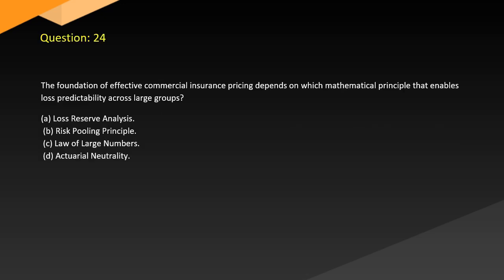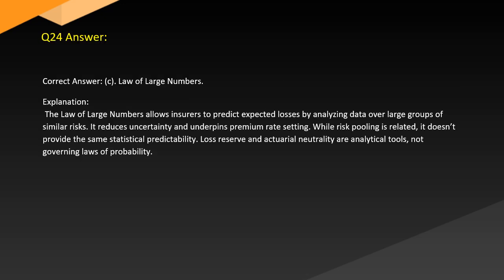Question 24. The foundation of effective commercial insurance pricing depends on which mathematical principle that enables loss predictability across large groups? A. Loss reserve analysis. B. Risk pooling principle. C. Law of large numbers. D. Actuarial neutrality. Answer. Correct answer C. Law of large numbers.